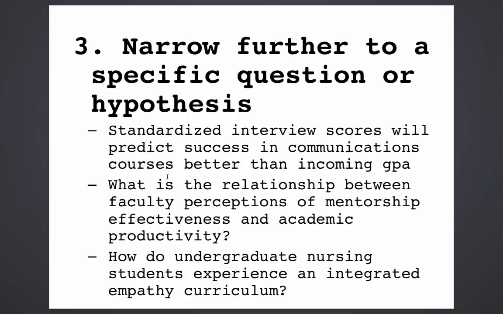Then, going back to the mentorship one, what is the relationship between faculty perceptions of mentorship effectiveness and academic productivity? So now we've got some specific variables being thrown around, a question about the relationship between them, and a way to move forward and develop our methods. So how might I measure perceptions of mentorship and effectiveness? How am I going to define academic productivity? Those are all the next steps that build off of this specific research question.